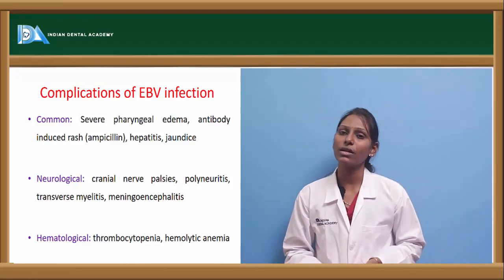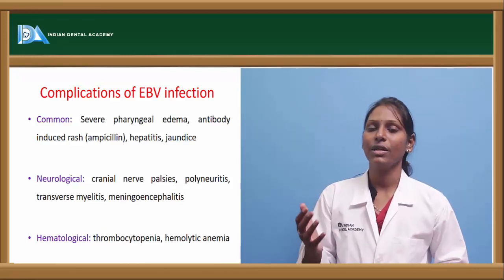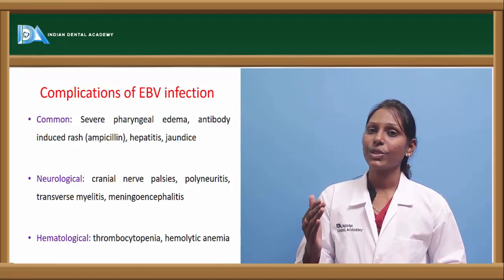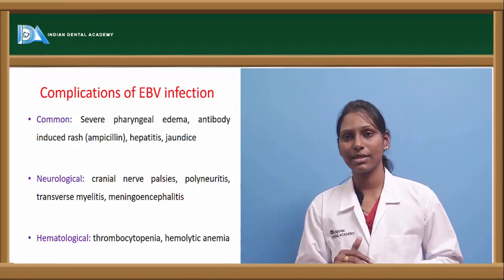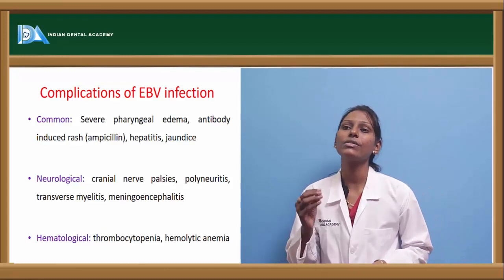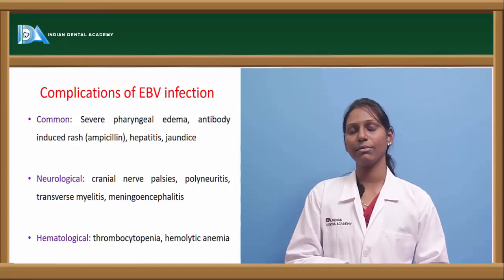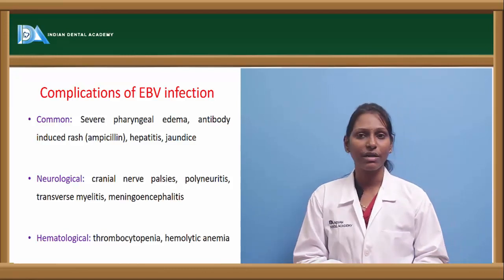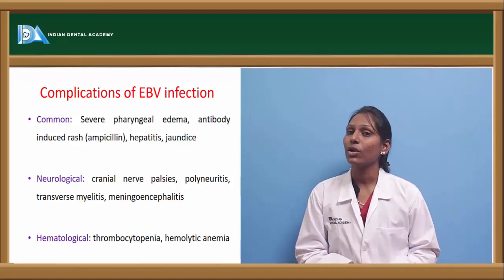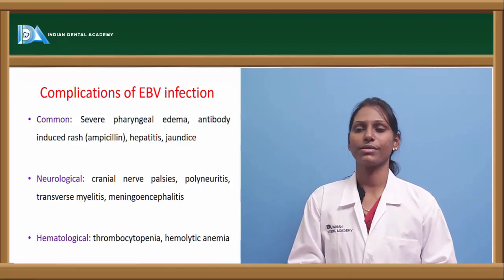Next, patients will also have an antibiotic-induced rash. Epstein-Barr virus infections are usually treated with antimicrobial therapy, that is antibiotics, especially ampicillin is given. This ampicillin can induce certain rashes on the body, which is one of the complications of Epstein-Barr virus infection. Next, patients will also have hepatitis and jaundice.